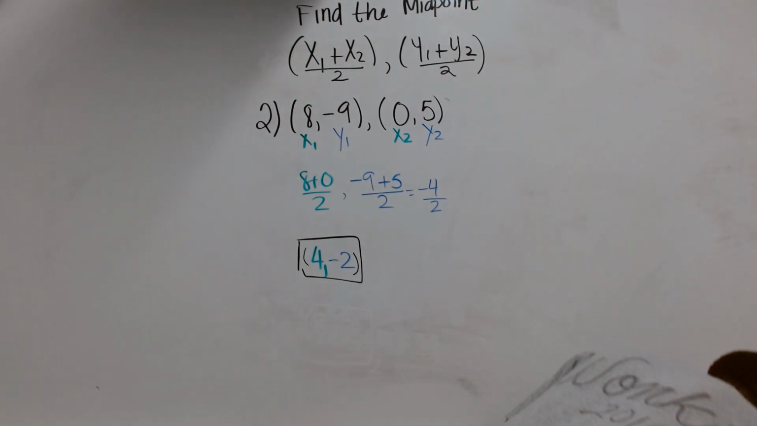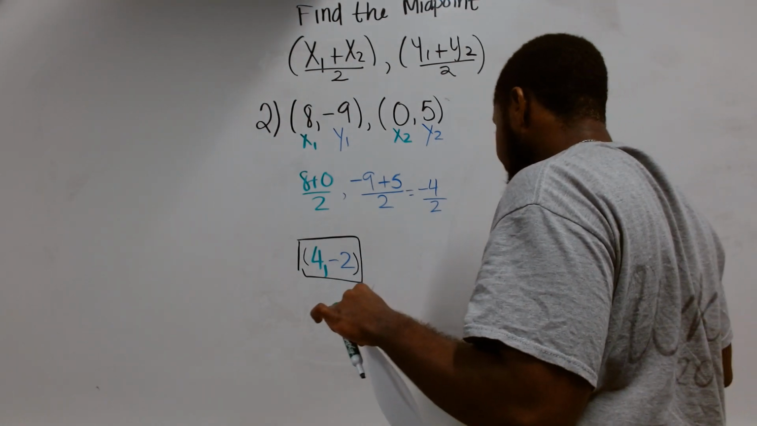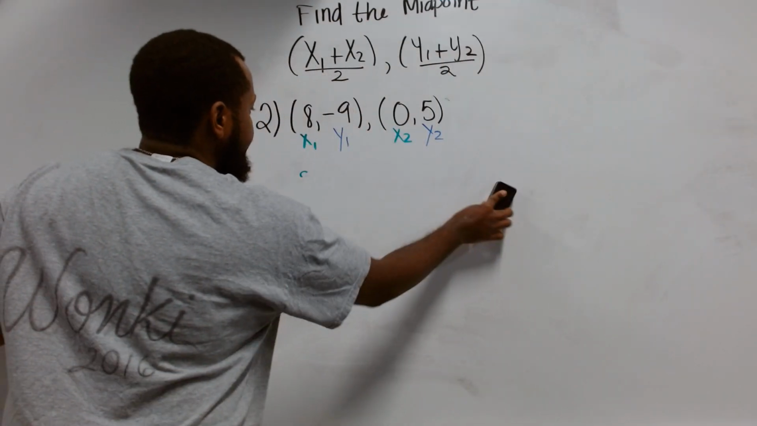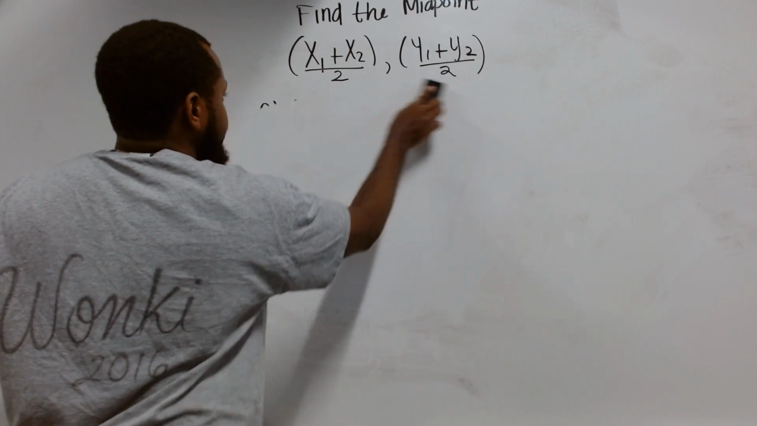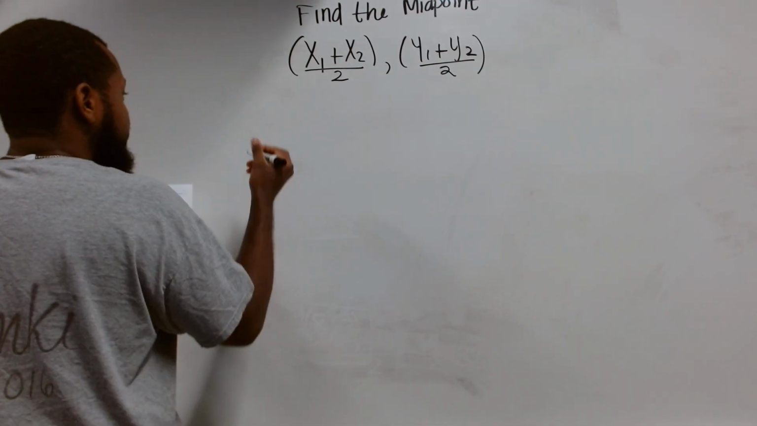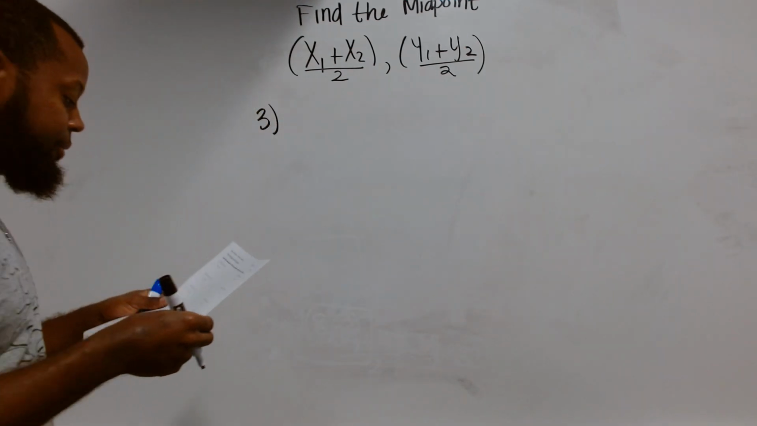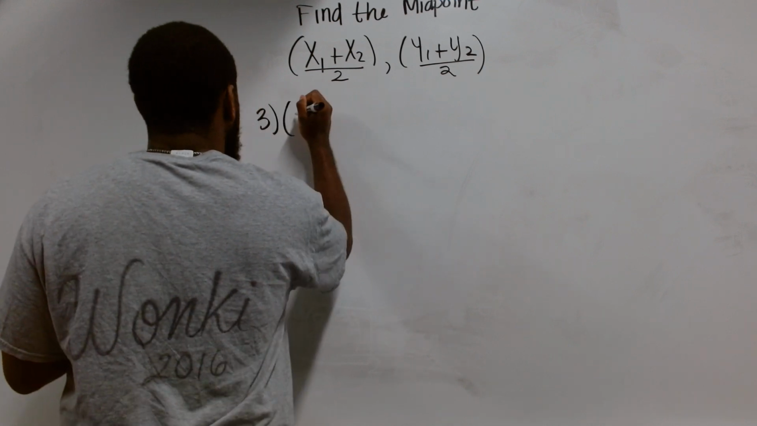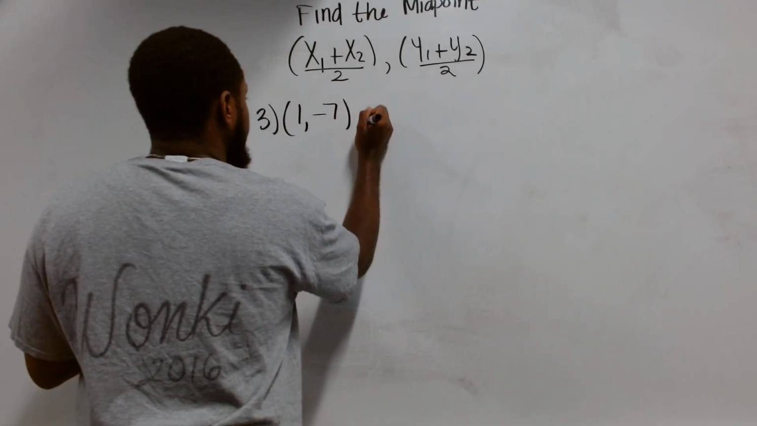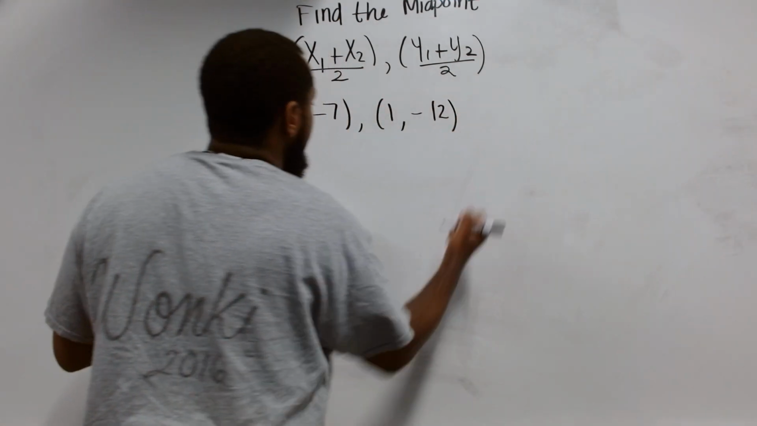I have to get my marker top. Okay? So, let's move forward, because midpoint takes time. We're going to speed up just a tad bit once I get to the second half of the video. So, we have 1 comma negative 7, and we have 1 comma negative 12.